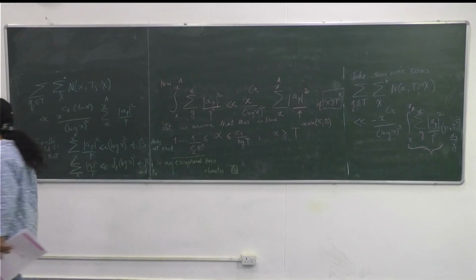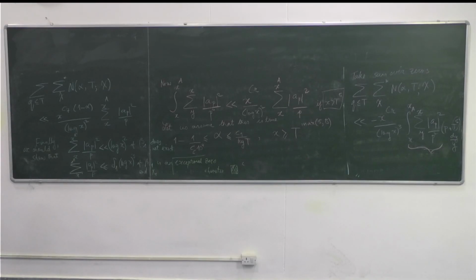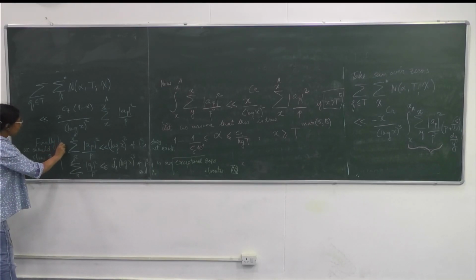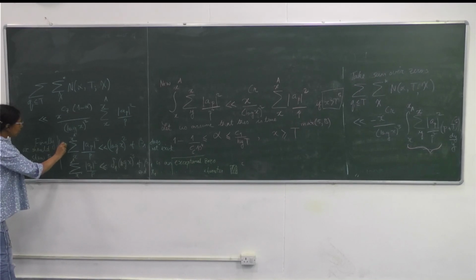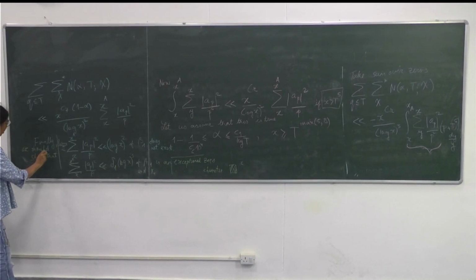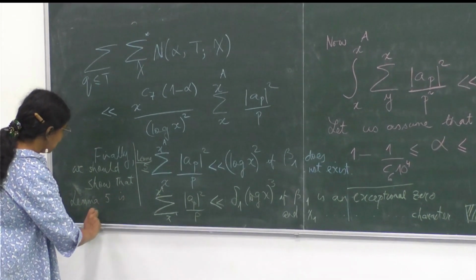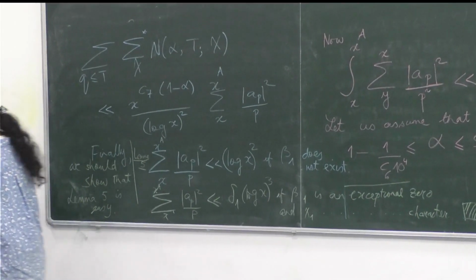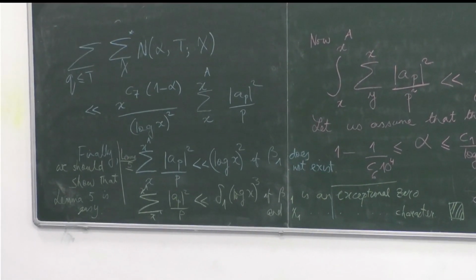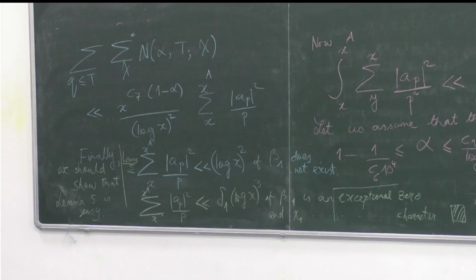All right. This, we could call it a different lemma. Bombieri calls this lemma C. Okay. Let me also give it a name. This, let me call it lemma 5. So lemma 5 is easy. All right. And that brings us to the end of a long proof. All right.